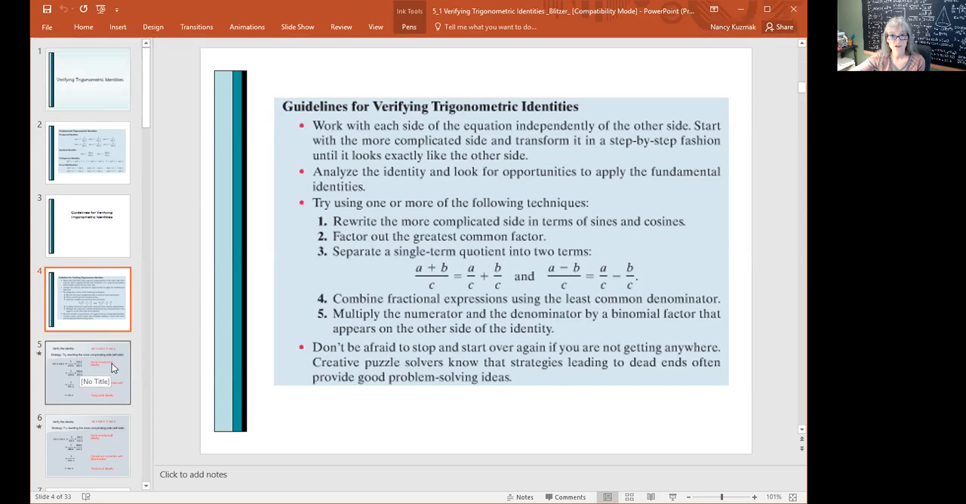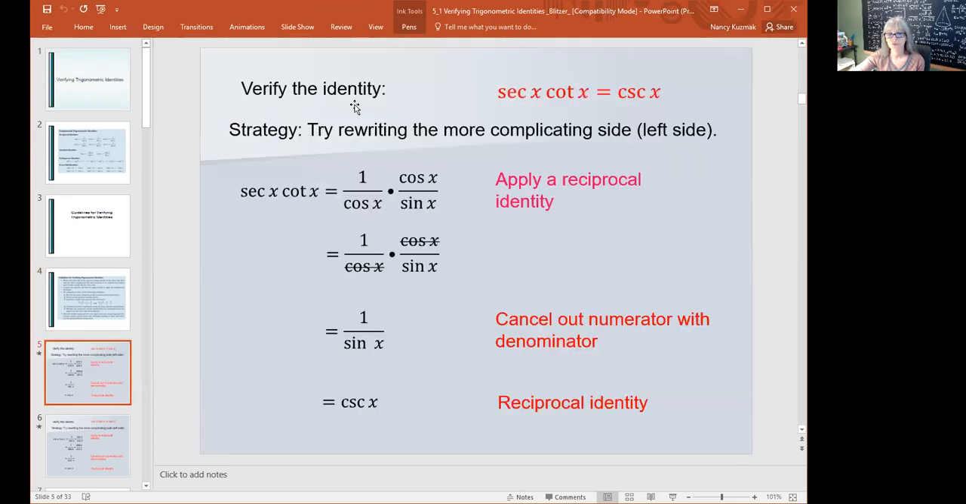All right, so let's look at verifying the identity secant x plus cotangent x equals cosecant x. All right, so which side is more complicated? Well, it's definitely this side that is more complicated.